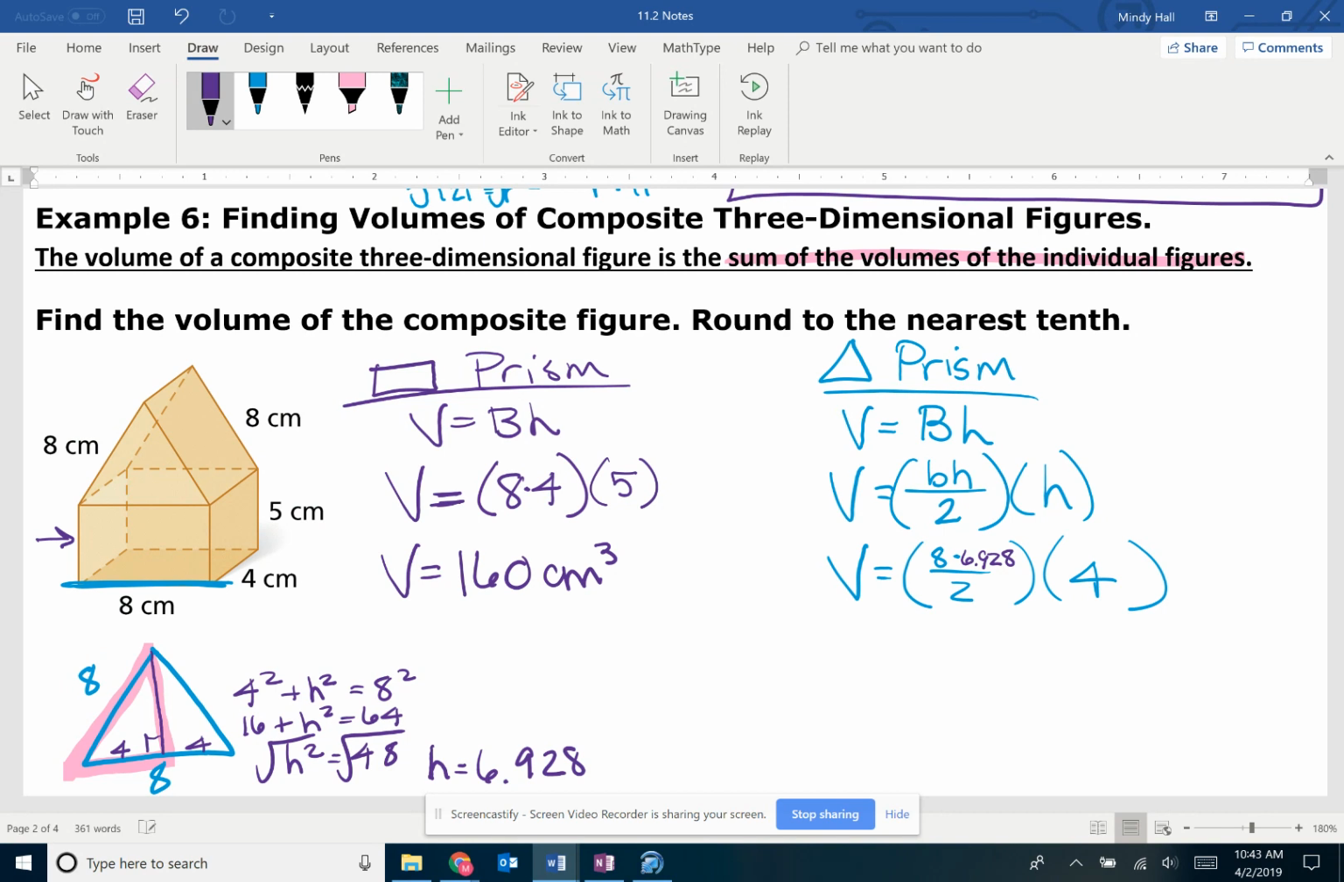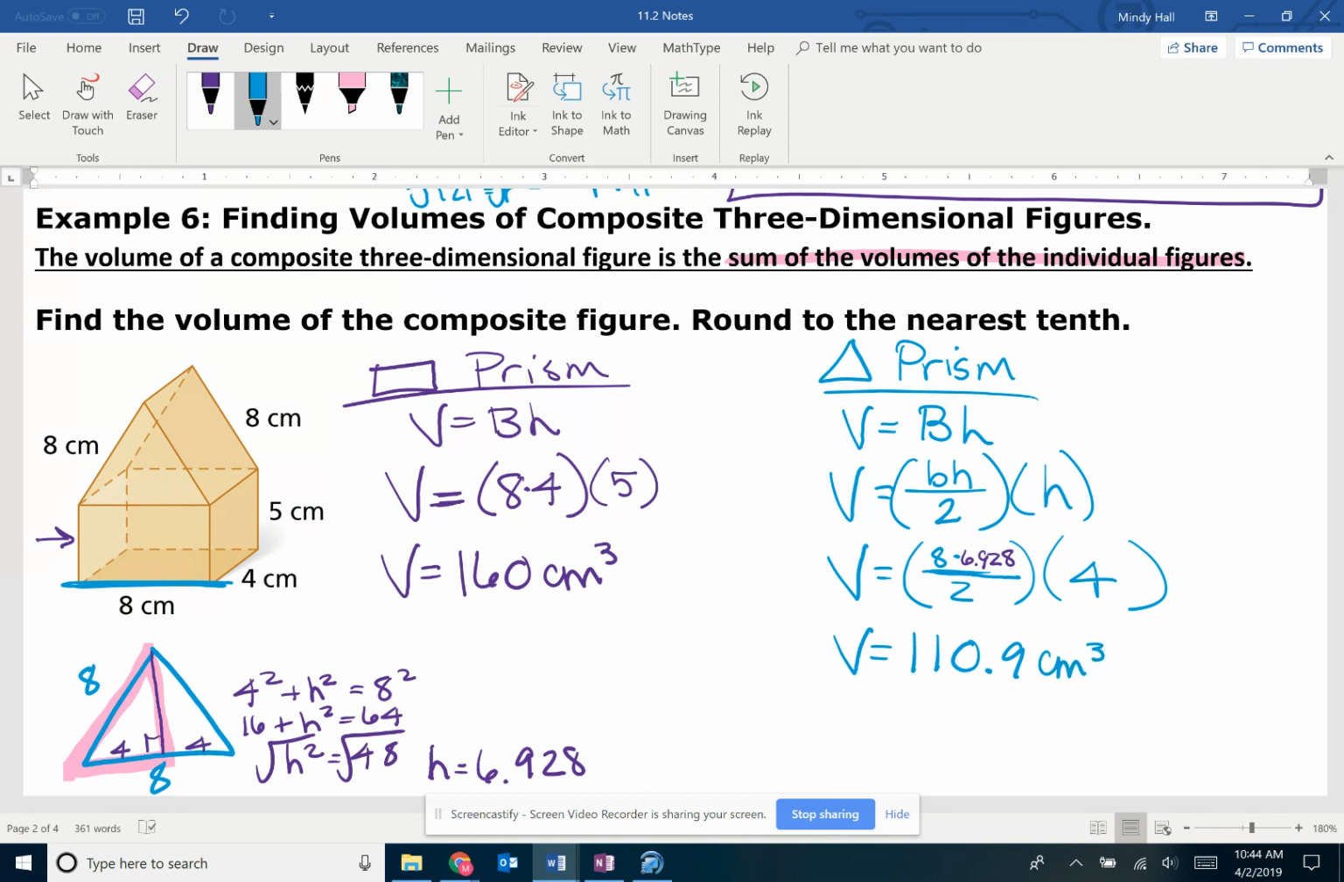Now that I have that in, I'm just multiplying: that number times 8 times 4 divided by 2. That gives you 110.85. Rounding to the nearest tenth, that 5 tells me to go up, so it's going to be 110.9, and that is centimeters cubed.